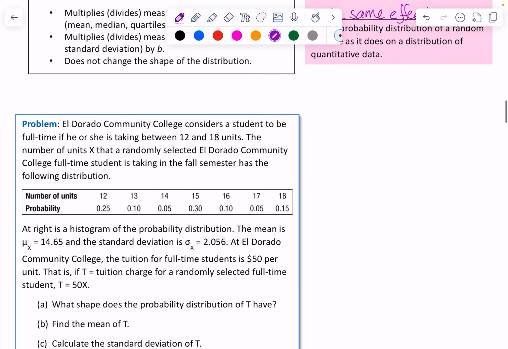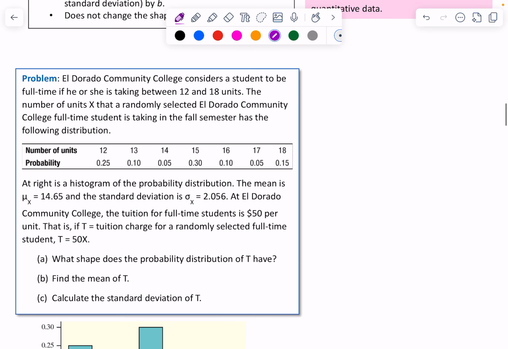So let's do another example. El Dorado Community College considers a student to be full-time if he or she is taking between 12 and 18 units. The number of units X that a randomly selected El Dorado Community College full-time student is taking in the fall semester has the following distribution. All right, so these are how many credits they're taking. This is how likely it is to happen. Okay.